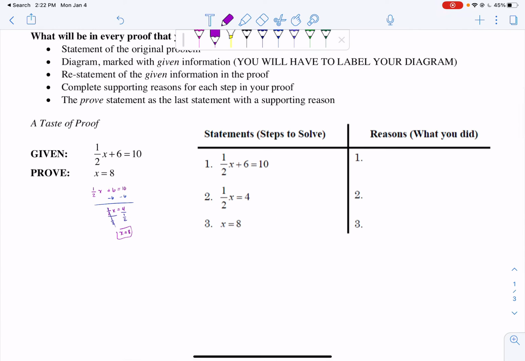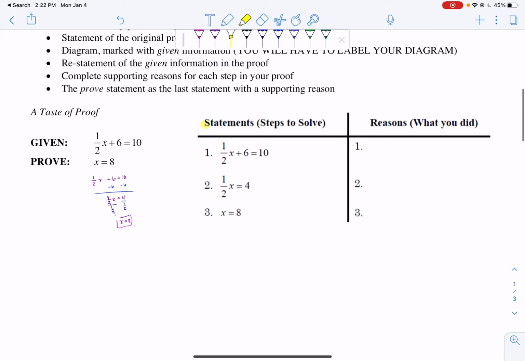So whenever you put it into a proof, you're going to have statements and reasons. The statements are the steps to solving this algebraic proof. It's not always going to be algebraic. 99.9% of the time, it's going to be a geometric figure we're going to be looking at. So the first statement always is your given information.